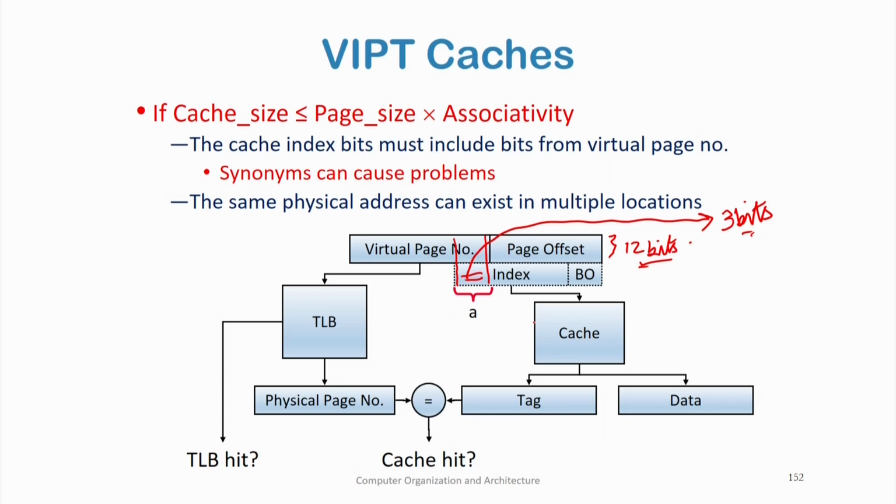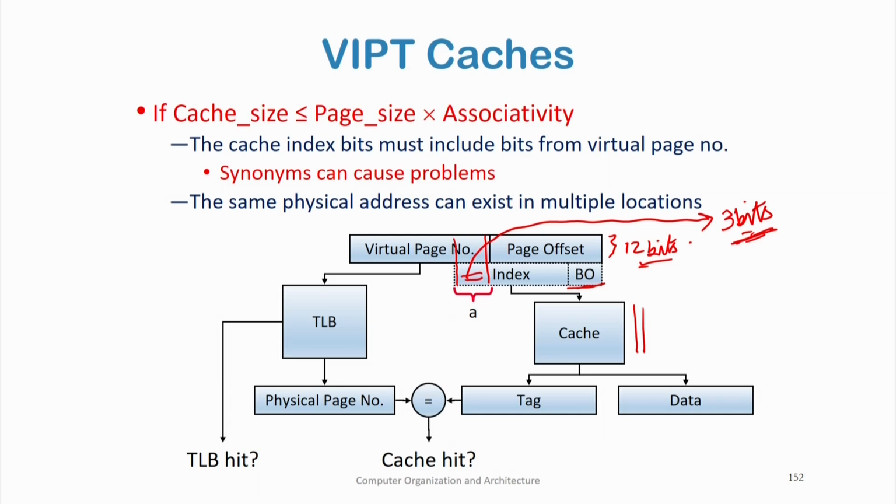So, I had 12 bits. 12 bits can access any one of 2 to the power 12 locations, so any one of 2 to the power 12 blocks it can access, barring the byte offset again. So, I will need 3 more bits, 3 more bits I have used to increase the size of the cache. Now, what is the problem that this has brought in?